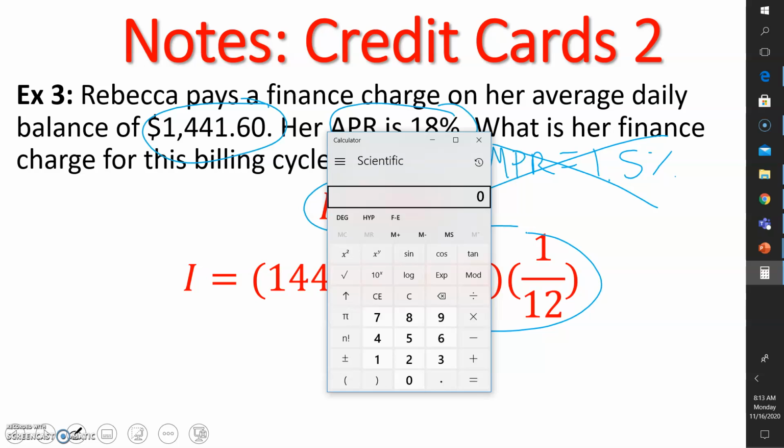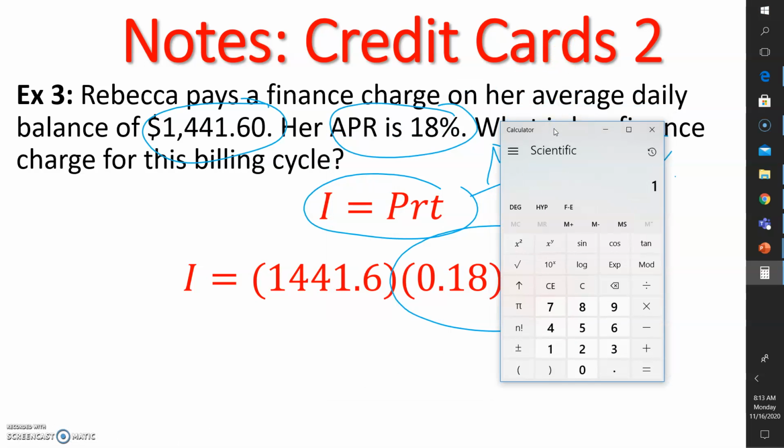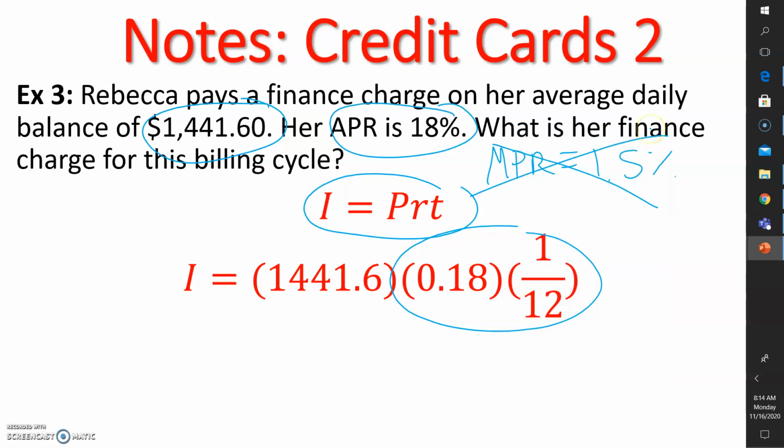So we have $1,441.60 times our 18% annual rate times our 1/12. Times 1 divided by 12. And we can see that the interest she's paying per month will be $21.62. And that will be her finance charge for this particular billing cycle.